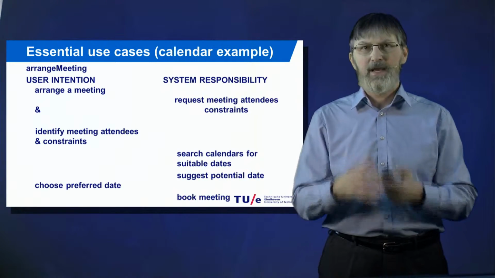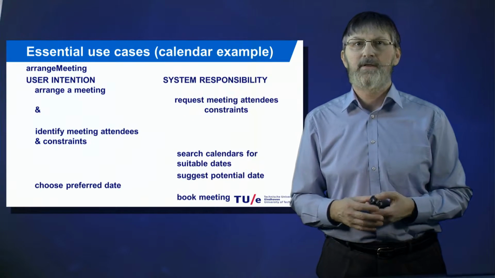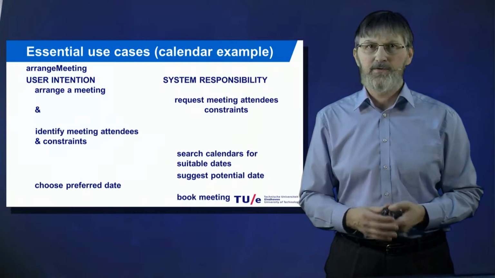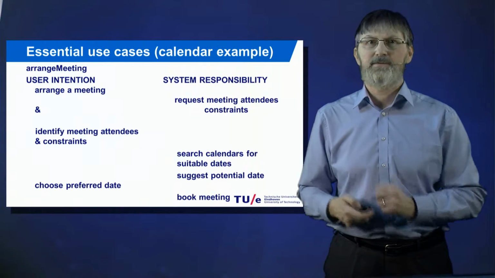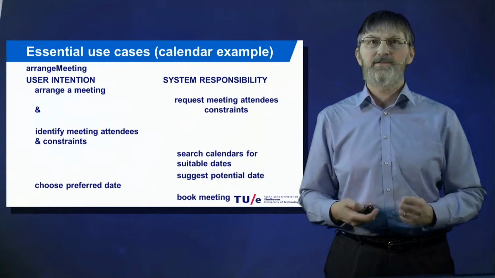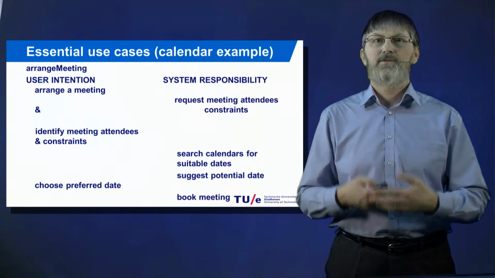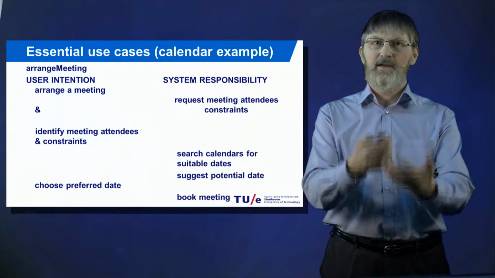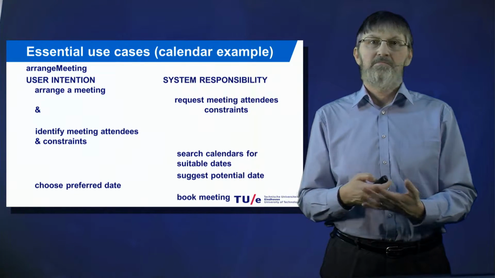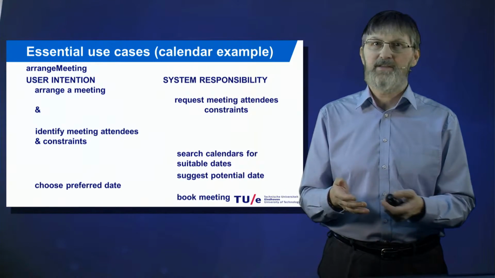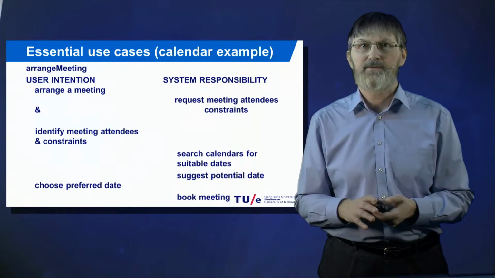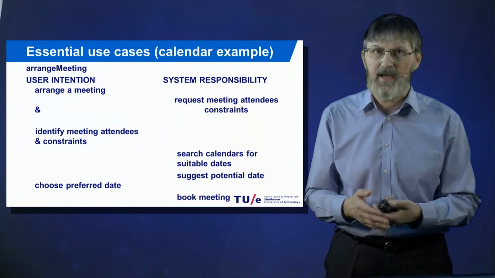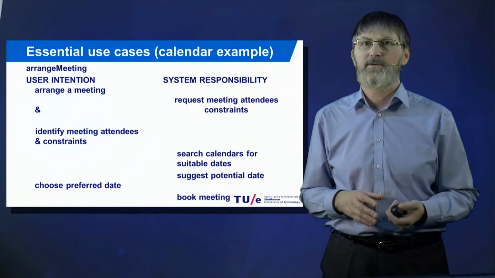Essential use cases abstract away from the order as well. So there are now 2 columns in this figure. What does the user want to do? What is the system's responsibility? Here, for instance, we will see that the user will have to identify people attending the meeting and specify some constraints. The essential use case doesn't say that one needs to be done before the other. And the system will do both things, and the essential use case, again, abstracts away from the specific order.